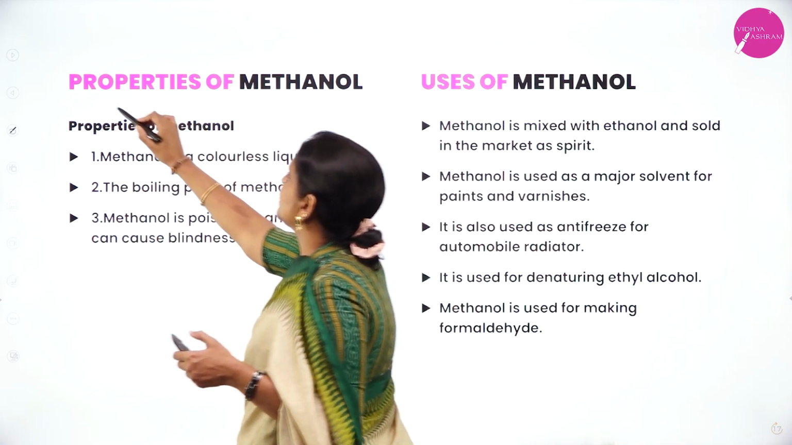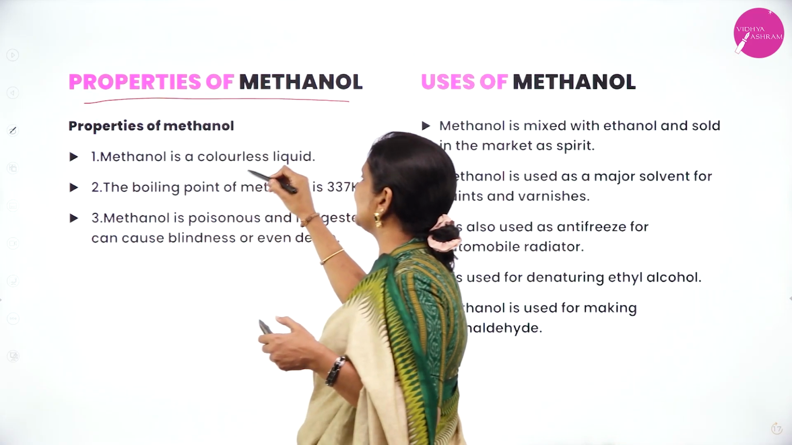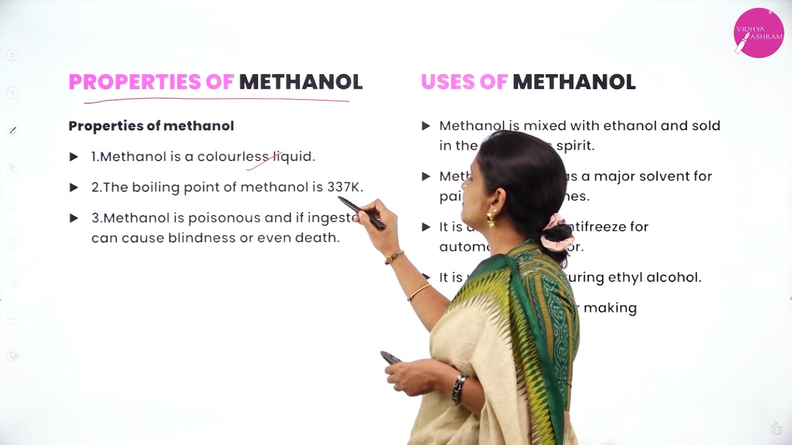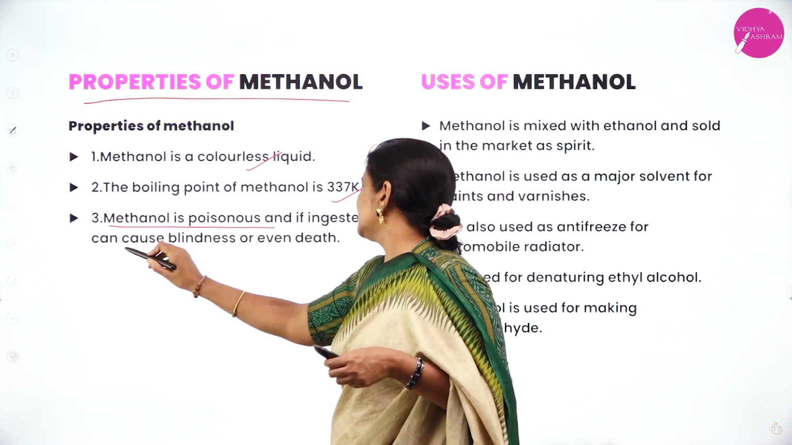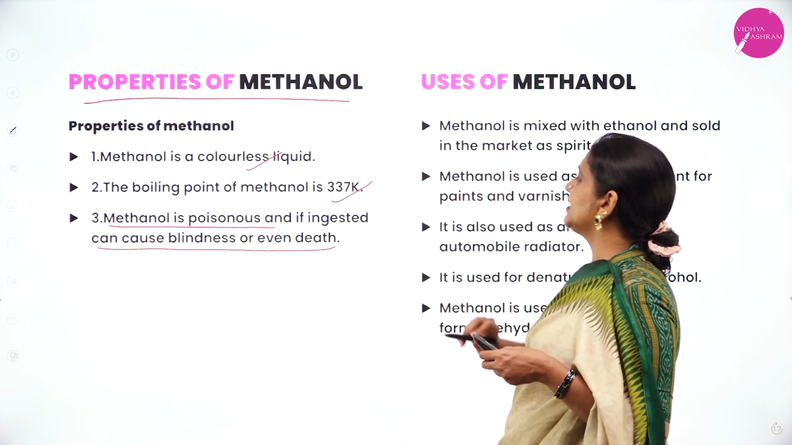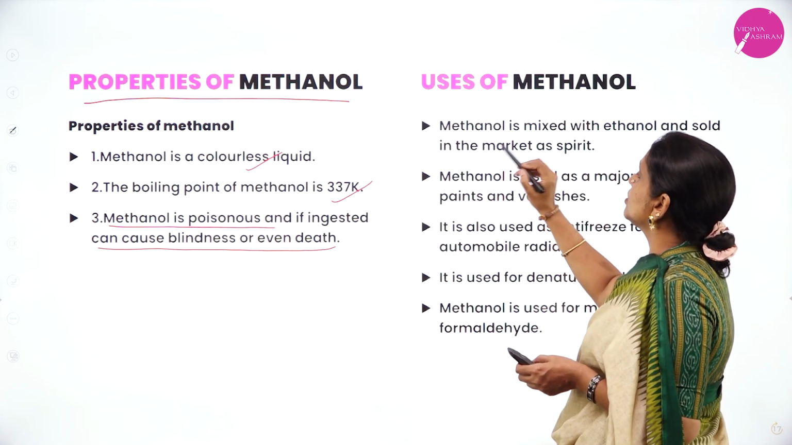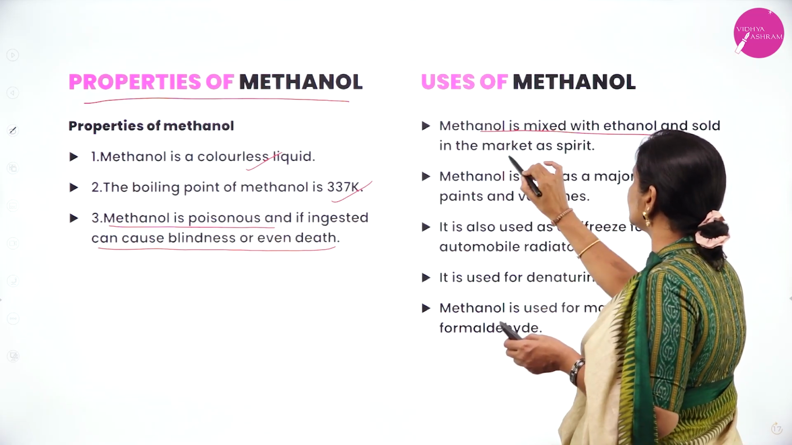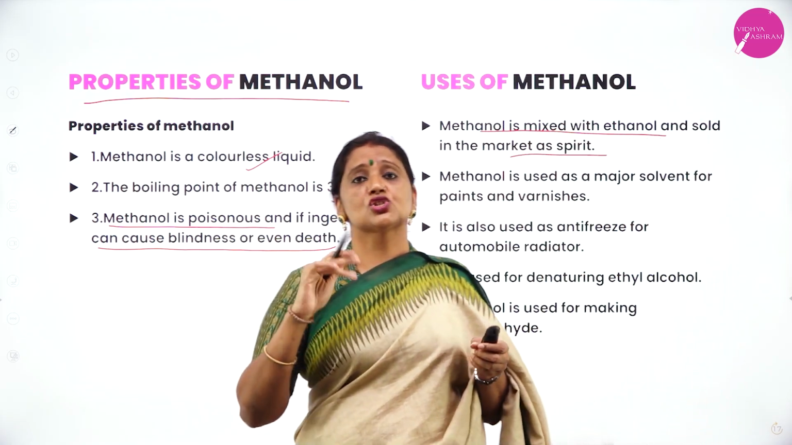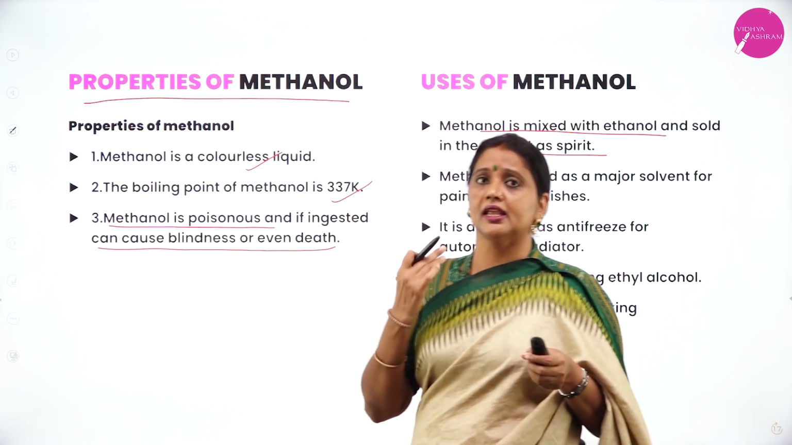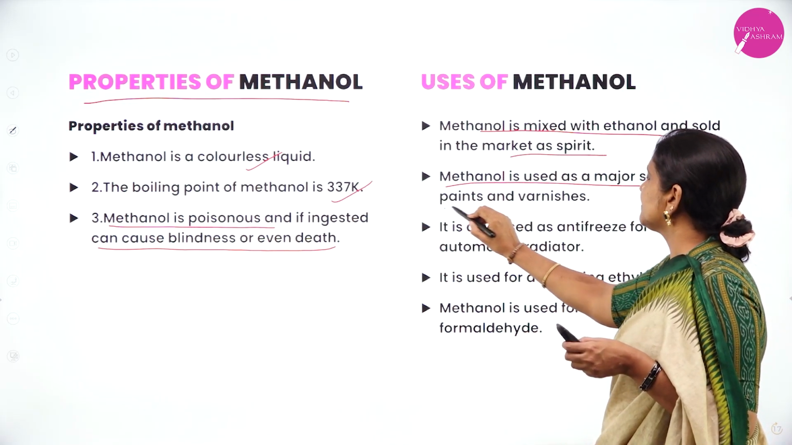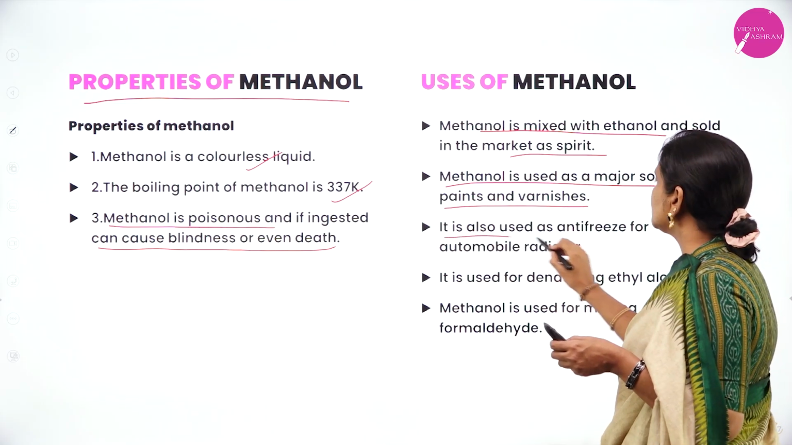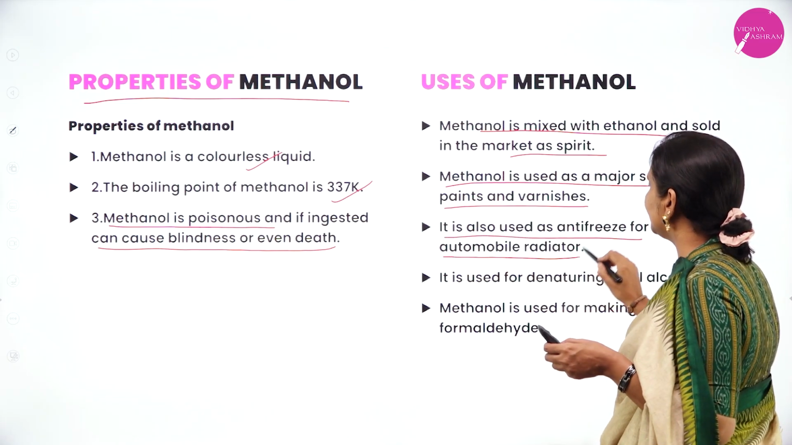Next, properties of methanol. Methanol is a colorless liquid. The boiling point of methanol is 337 Kelvin. Methanol is poisonous and if ingested can cause blindness or even death. So, uses of methanol. Methanol is mixed with ethanol and sold in the market in the name of spirit. Methanol is used as a major solvent for paint and varnishes. It is also used as antifreeze for automobile radiators.